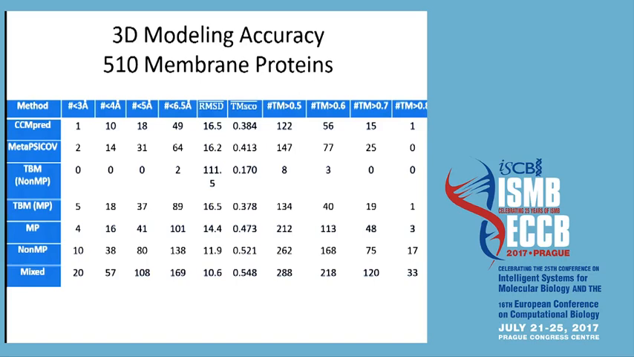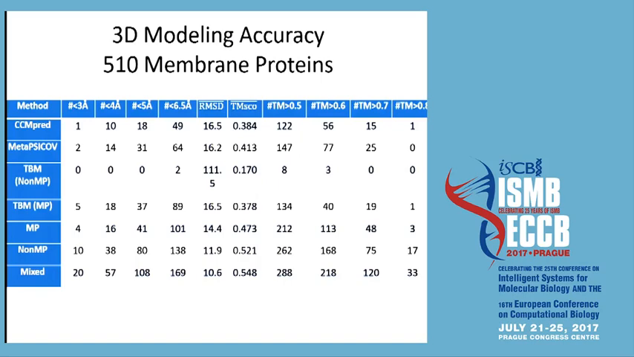And then we also did some statistics, like we count the number of models with RMSD less than 3 angstrom, less than 4 angstrom, and less than 6.5 angstrom. You can see when we use this criteria, more than 30% of proteins can be folded with RMSD less than 6.5 angstrom.